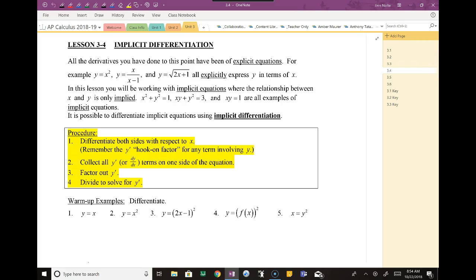Okay. So 3-4 is called implicit differentiation. So far, everything that we have done has been y equals with an x. Okay, so that's called explicit equations. So when you have the y equal to the x.